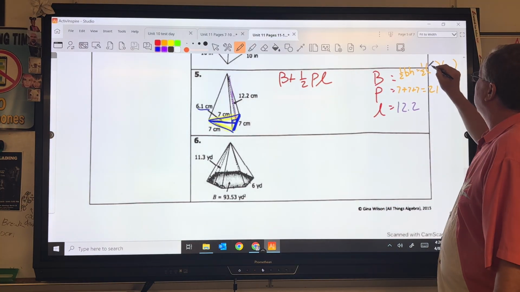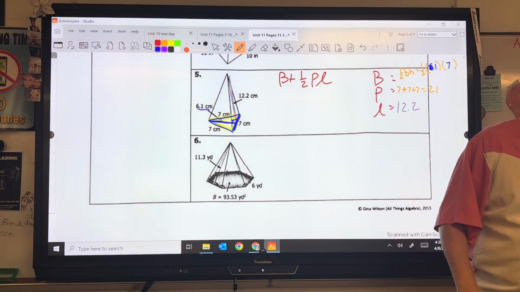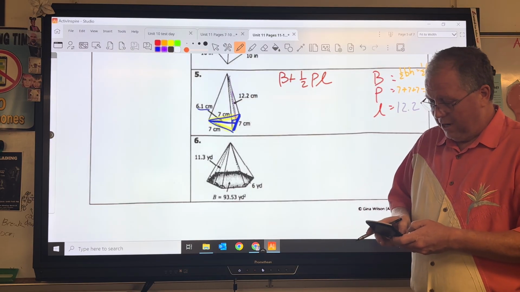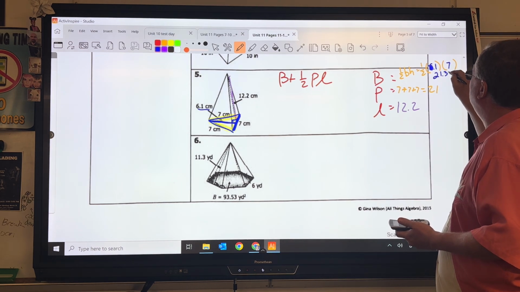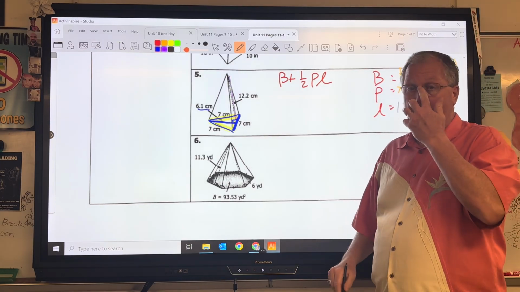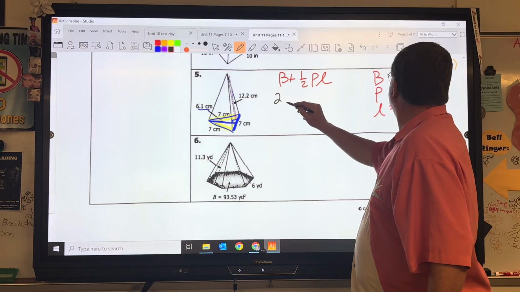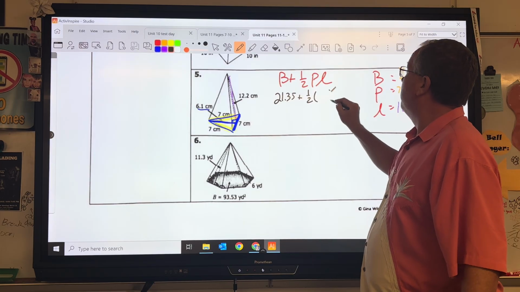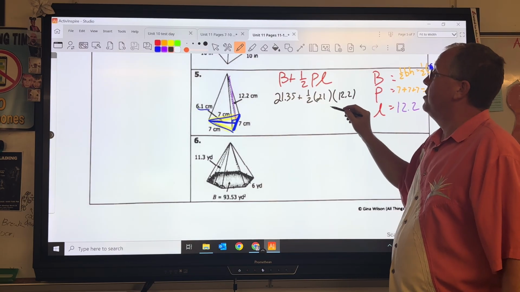So I'm going to put in here 6.1 and 7. So I grab my calculator and I go 7 times 6.1 times 1/2. And I get 21.35. So I have my base, I have my perimeter, and I have my slant height. So I plug them in again, you guys. That's all we're doing. We're just doing formulas. My base is 21.35 plus 1/2. My perimeter, we said, was 21, and my slant height was 12.2.